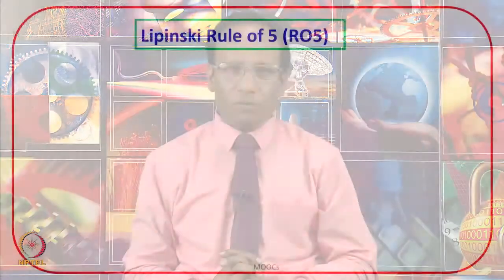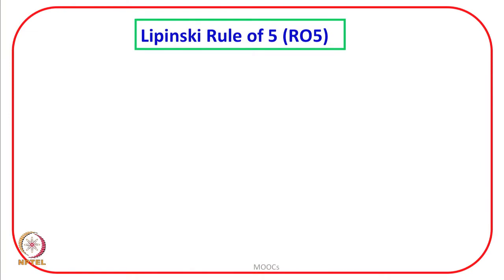Now, for a drug to be orally bioavailable, the molecule has to pass some stringent requirements. And what are those requirements? Let us take a look at those requirements and let us go to the slide. Those requirements have to be met first of all in the form of Lipinski rule of 5, which is also sometimes called RO5. What is that rule?